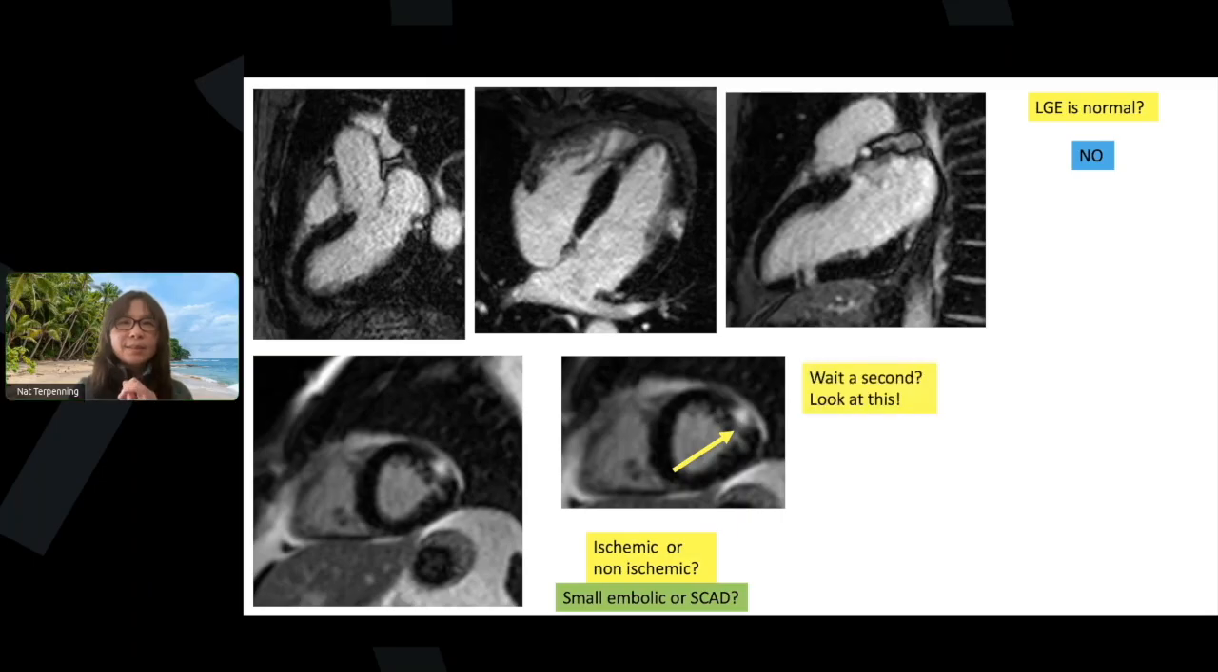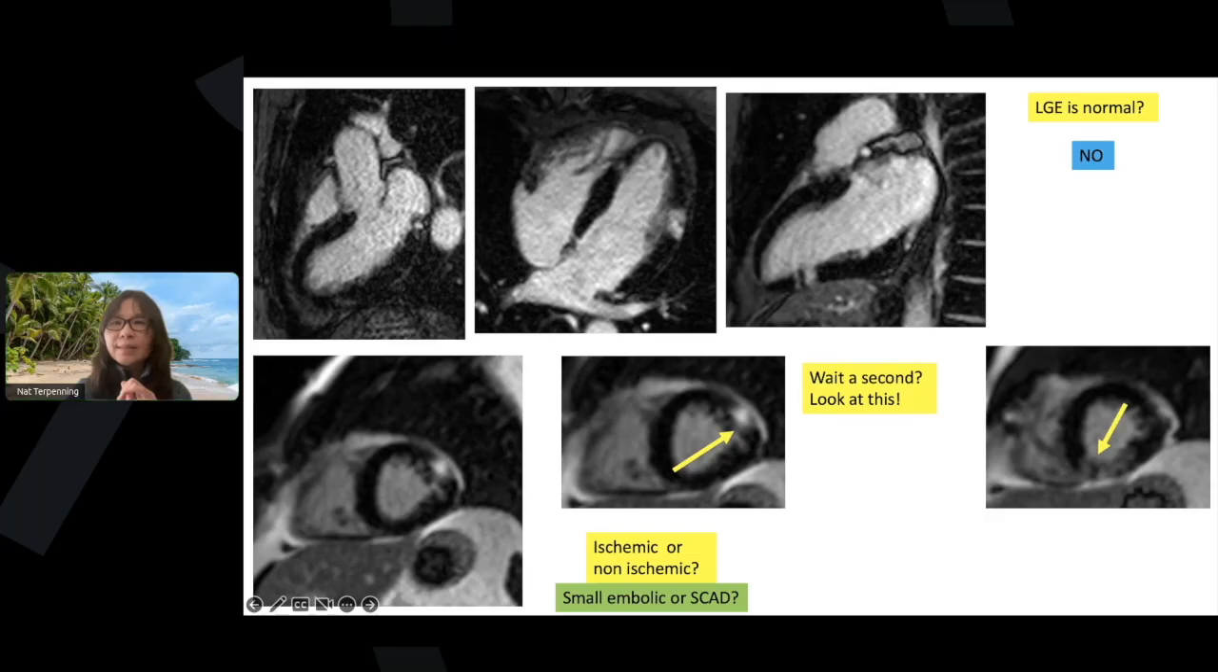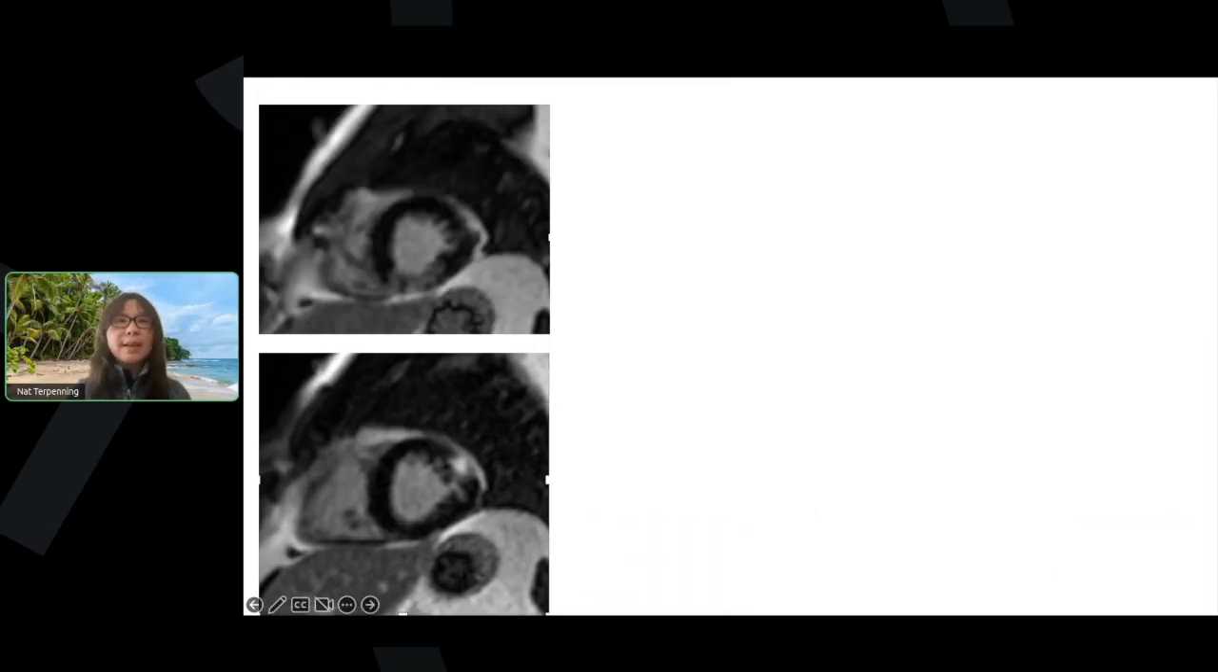Second look. We also have this in the inferior wall, which is this one. So now something is weird here. It's not along the coronary artery territory anymore. From the initial thought, we think maybe it's SCAD, spontaneous coronary artery dissection, in a young female with chest pain, who may have fibromuscular dysplasia, may not. Since we see 2 spots of LGE here, it's non-ischemic, okay?